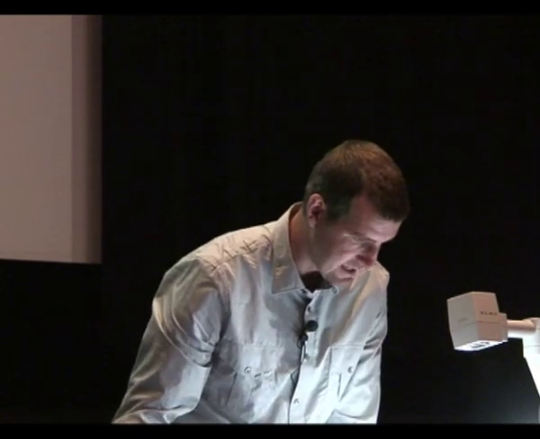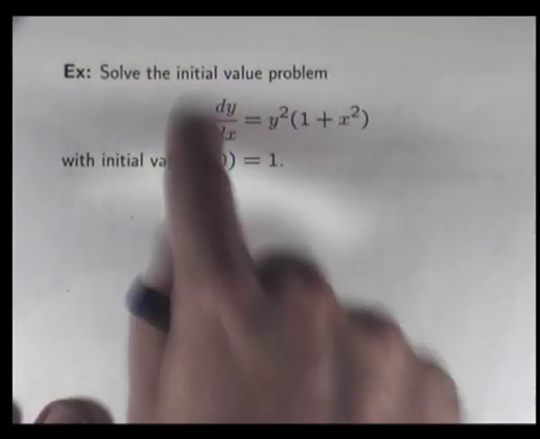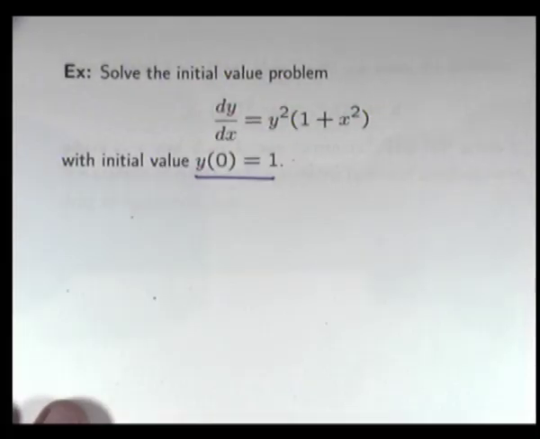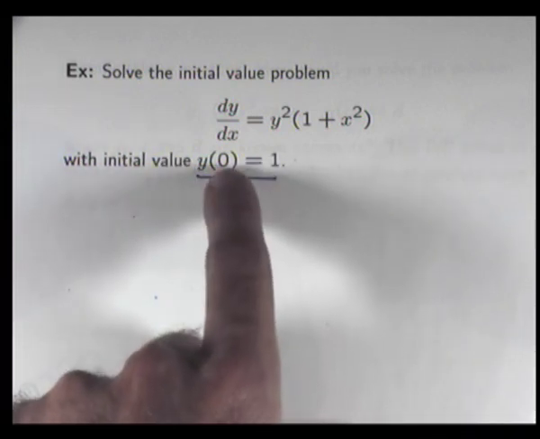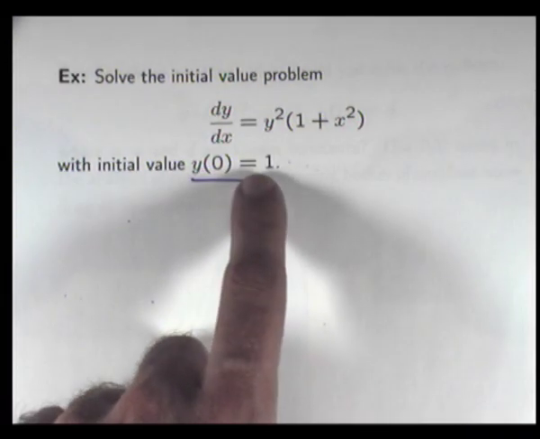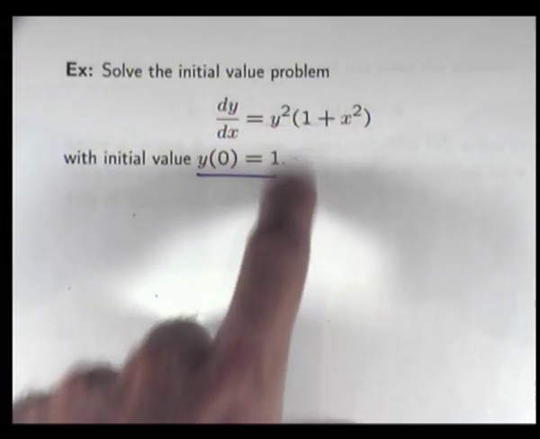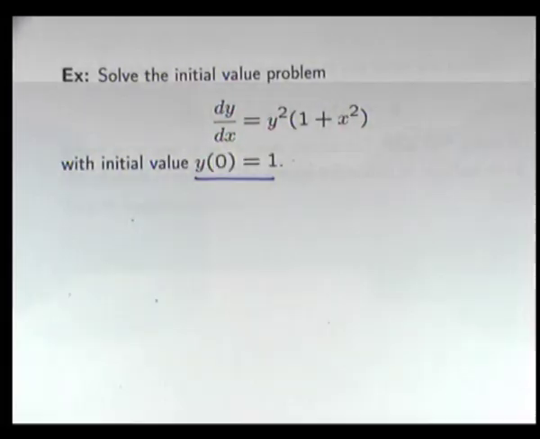Solve the following initial value problem. Okay, so here's our ODE. Here's our extra piece of information. In other words, we know the value of the unknown function at one point, namely x equals 0. We know that the solution is equal to 1. And what we want to do is solve the combination of two equations here.